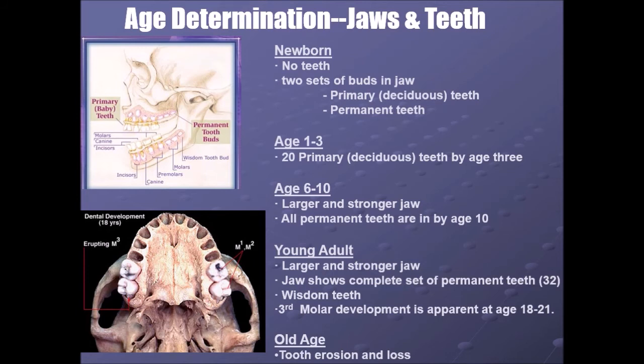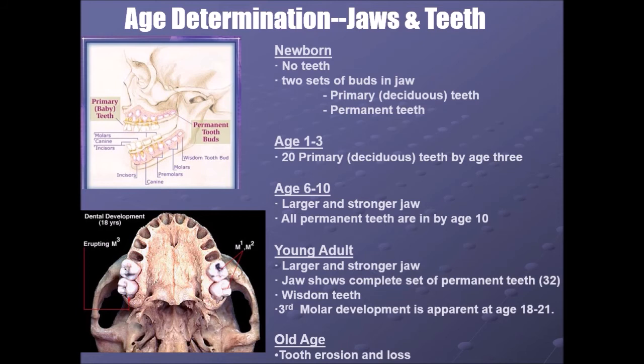As we get into young adult, the jaw starts to get larger and thicker. The jaw shows a complete set of all the permanent teeth, that is 32 teeth. The third molar is apparent, and it used to be called the wisdom tooth, also known as the 21-year molar. Not anymore. Nowadays, most of you that are watching this probably got your third molar or your wisdom teeth closer to age 17, 16. You can see this is a slightly older slide. It's only a few years old, but by now, it's already changed.